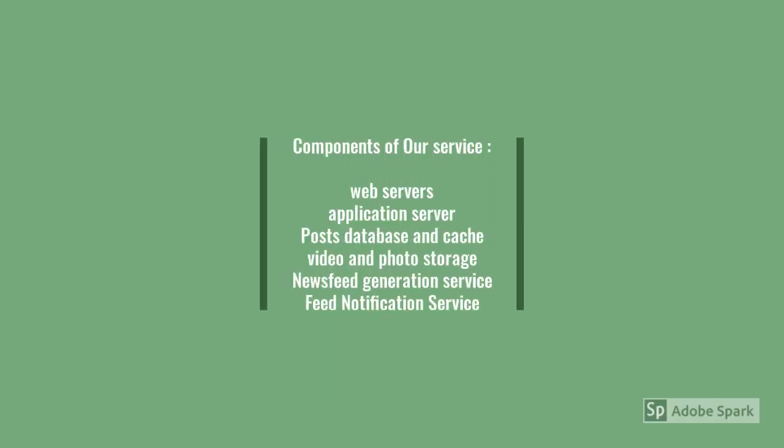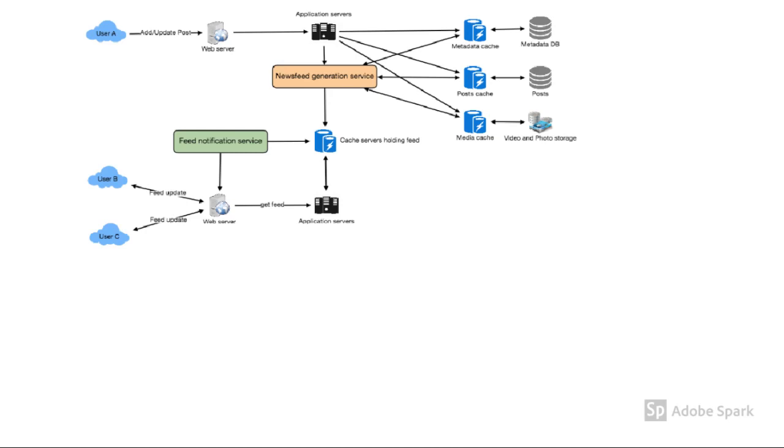Finally, these will be the components of our service: web servers, application servers, post database and cache, video and photo storage, newsfeed generation service, and newsfeed publication service. This is the final architecture of our Facebook newsfeed. Here, users B and C are following user A. User A adds or updates a post, and systematically the newsfeed generation and feed publication services are doing their job.